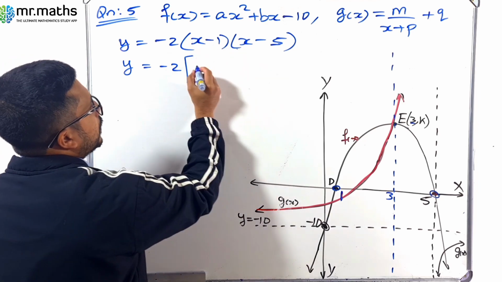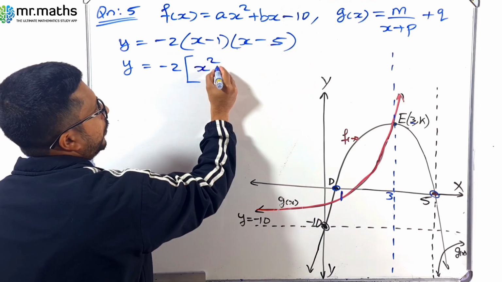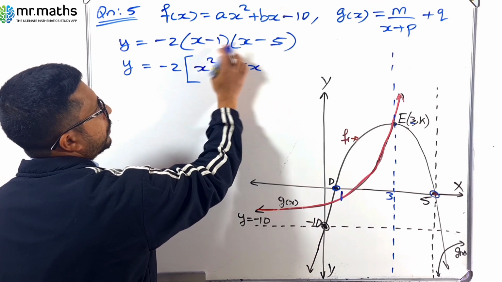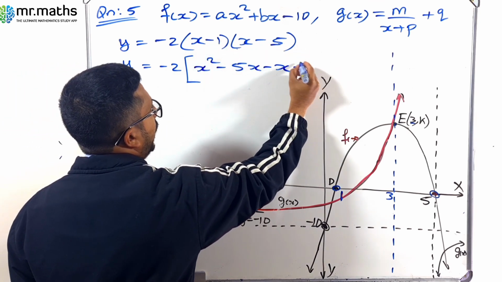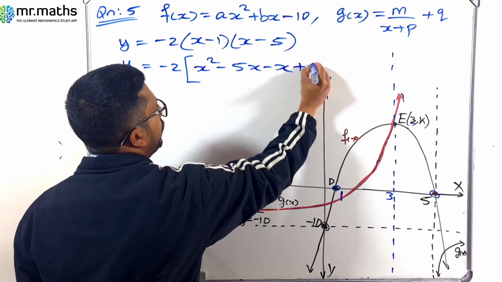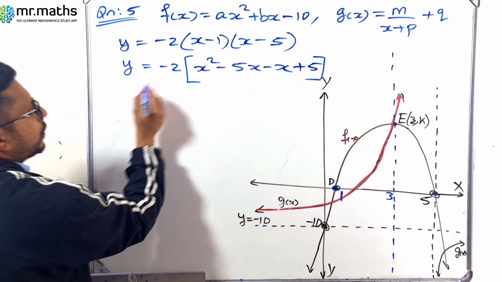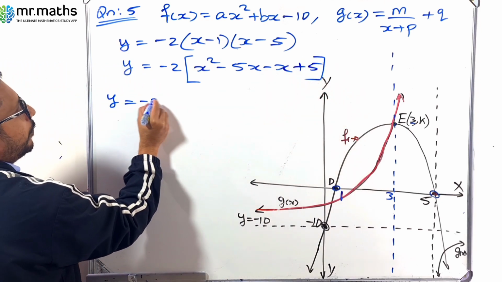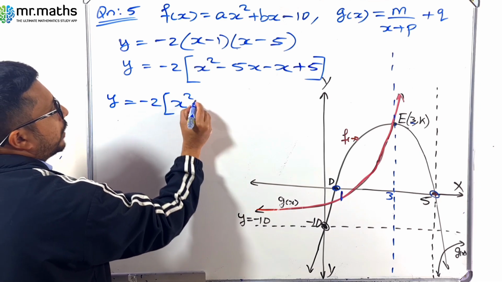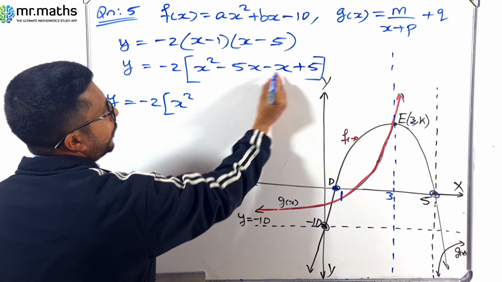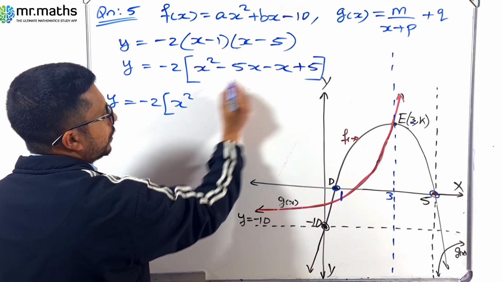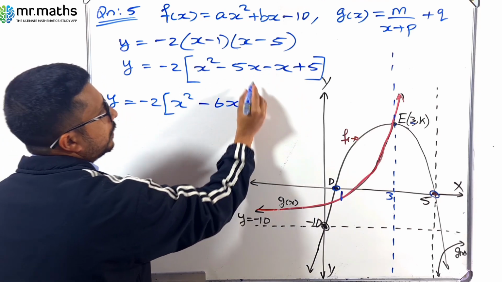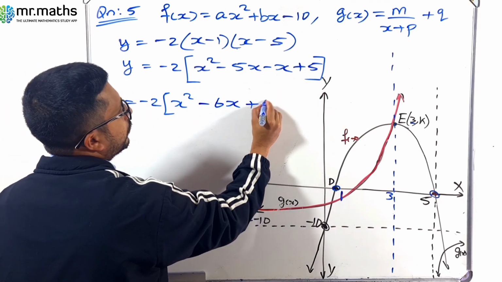So x into x is x square, x into minus 5 is minus 5x, minus 1 into x is minus x, minus 1 into minus 5. Minus into minus is positive, 1 into 5 is 5. So that is y is equal to minus 2 into x square minus 5x minus 6. So minus 5, this is minus 1. So minus 5 minus 1 is minus 6x, then plus 5.